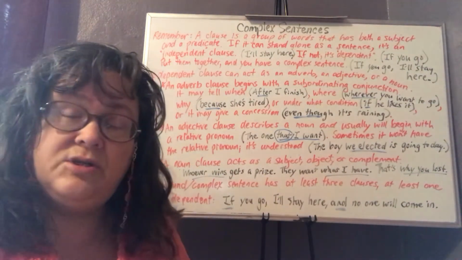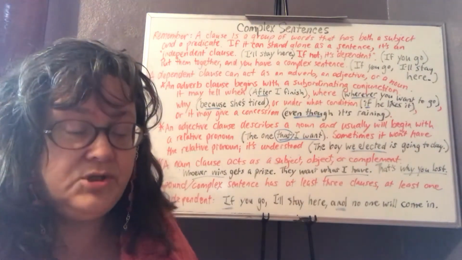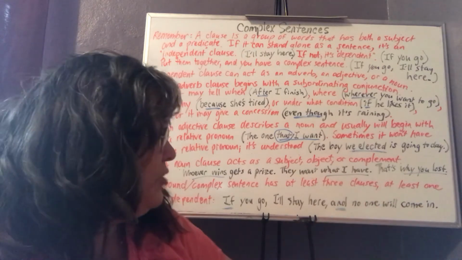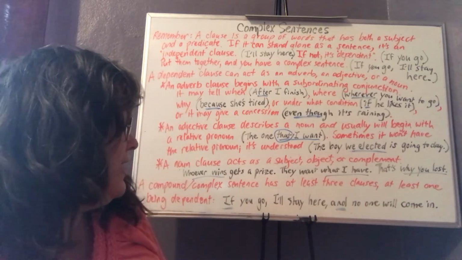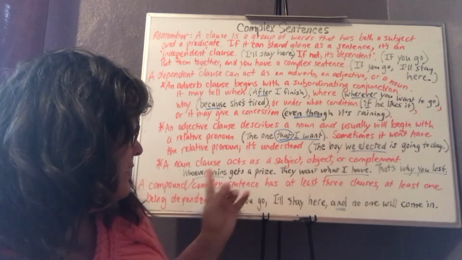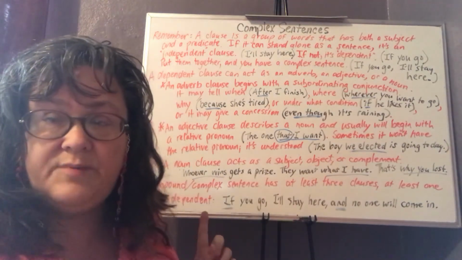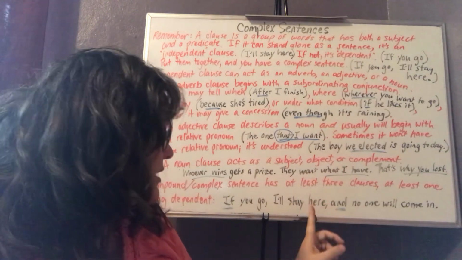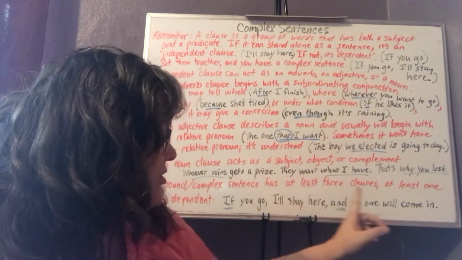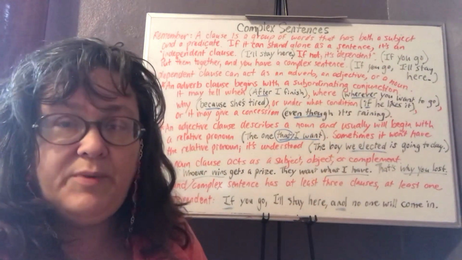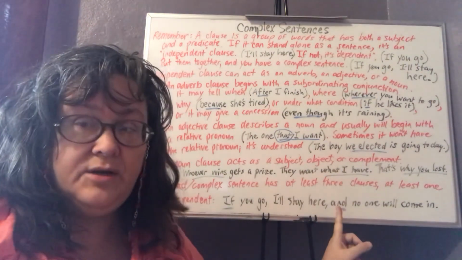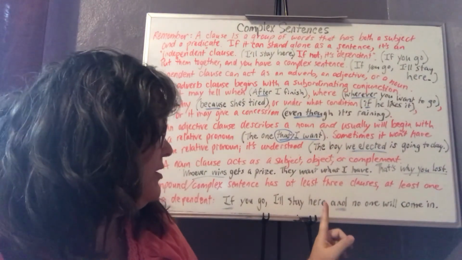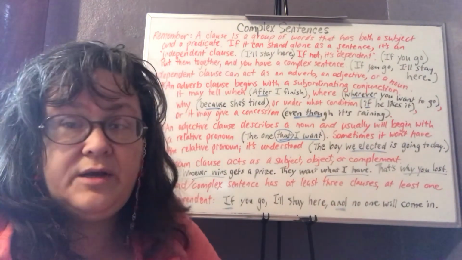And you need to pay attention to how you punctuate that. If you go, I'll stay here and no one will come in. So here we have at the beginning an adverb clause. If an adverb clause comes at the beginning of a sentence, it needs a comma after it. And then we have a compound sentence. I'll stay here and no one will come in. If you have a compound sentence that's joined with a coordinating conjunction, as it should be, then you need a comma before the coordinating conjunction.